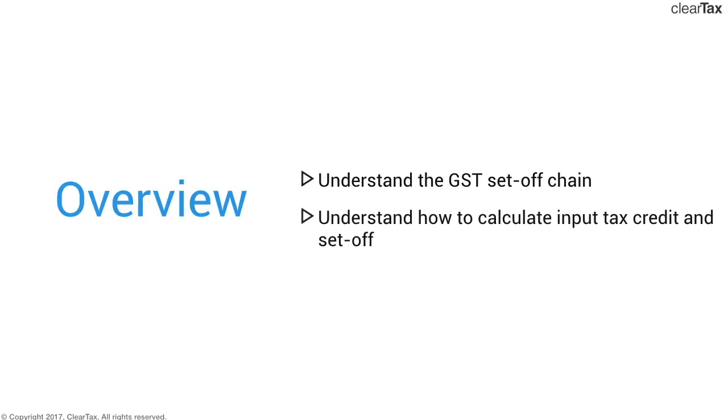Now that we've covered the basics of input tax credit, including negative list and proportionate credit, it's time to check out how the GST set-off chain works, and how to calculate input tax credit and the set-offs. Let's start off with the set-off chain.